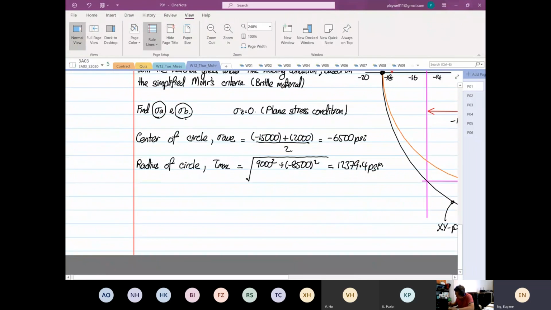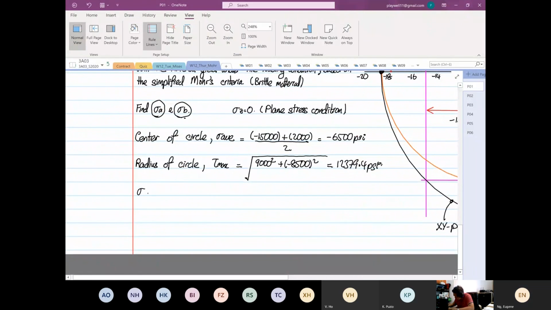Stress A, B is equal to minus 6,500 plus or minus 12,379.4. Okay, so from here I will have stress A is equal to minus 6,500 plus 12,379.4, which is equal to 5,879.4.